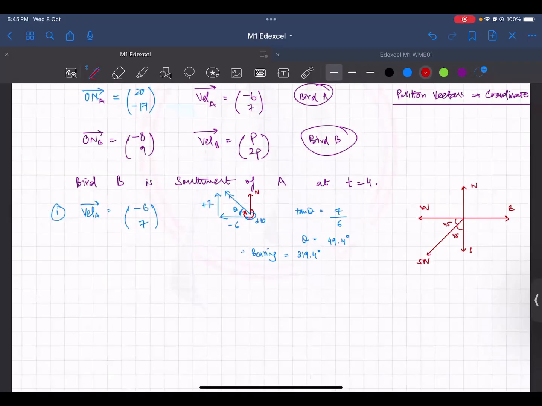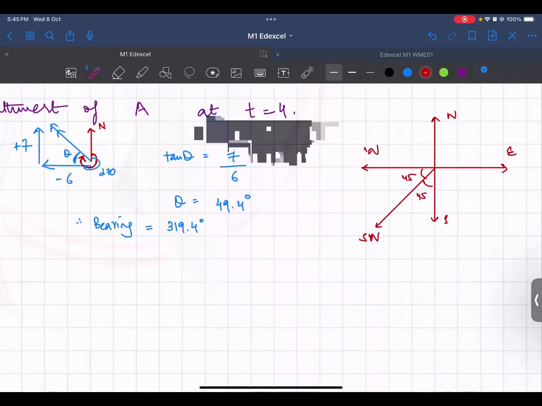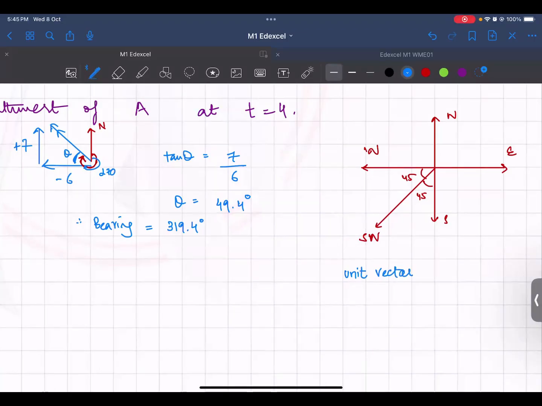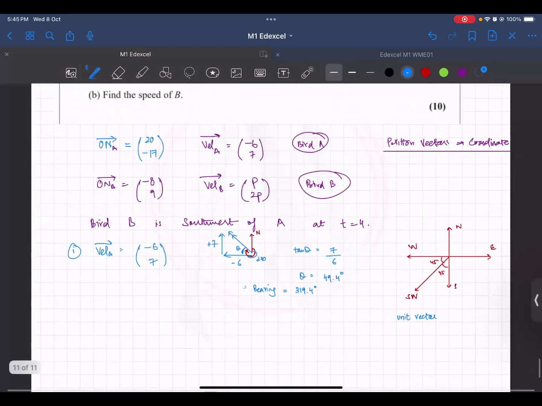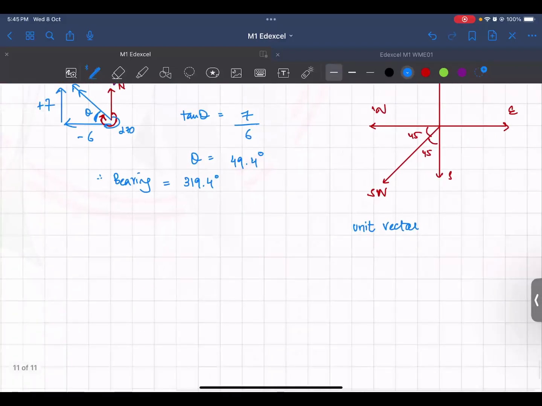And any vector, listen to me, any vector in the southwest direction, what would be the unit vector? Because the direction is important right now. If I connect bird B and bird A by a vector, that vector will be parallel to this southwest vector, isn't it? So this means the unit vector will be the same. So the unit vector of this southwest will be what? You can find it out.